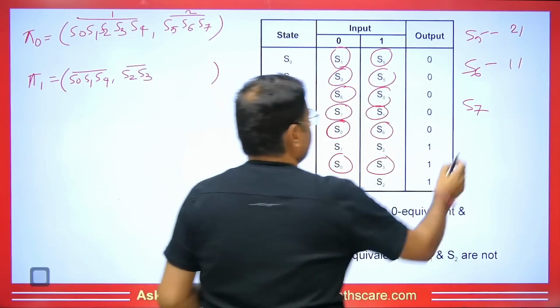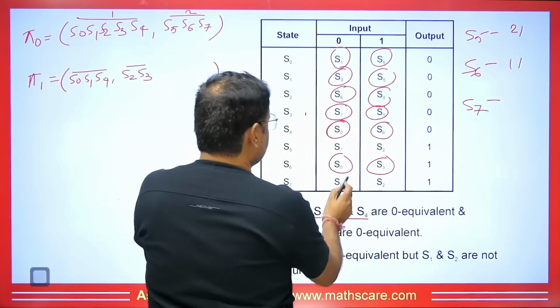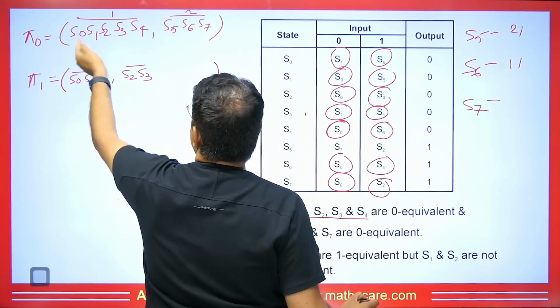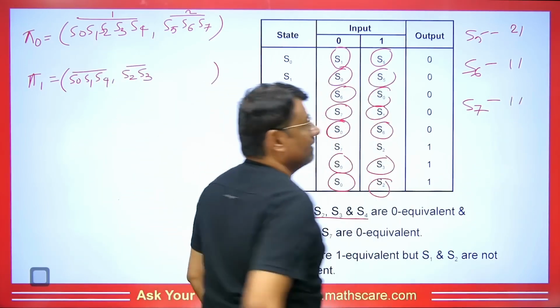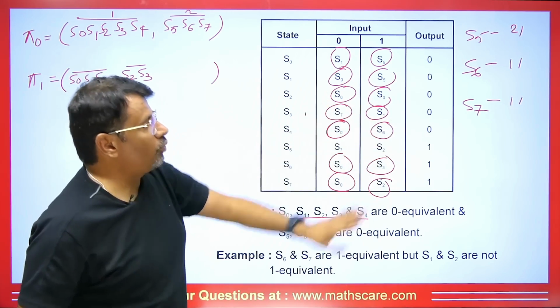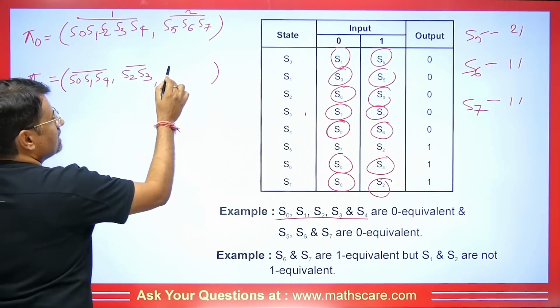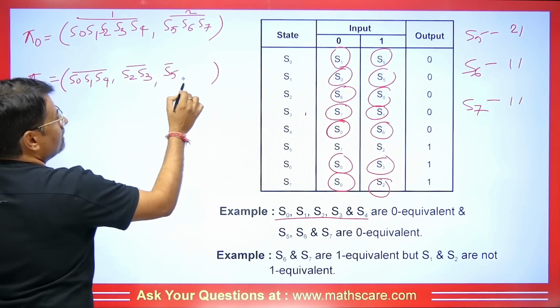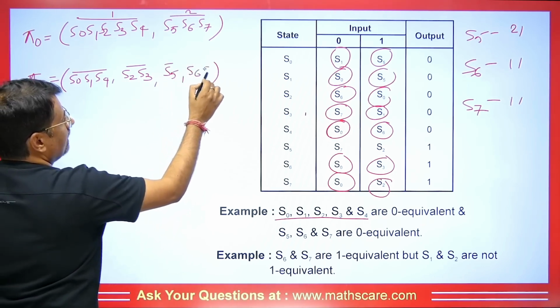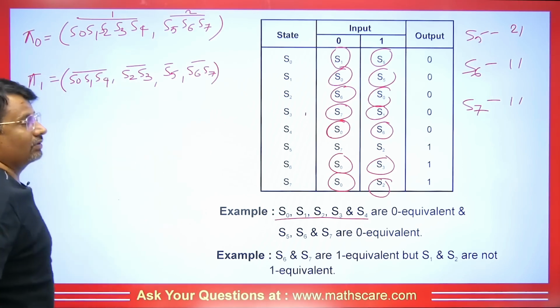Now we'll talk about S7. In S7, we have S0 and S2. So S0 and S2 is here. This will also become 1, 1. Pay attention to this. Now take those which are giving the same output in one class. So students, here we will have S5. And here we will have S6 and S7. Is this clear?